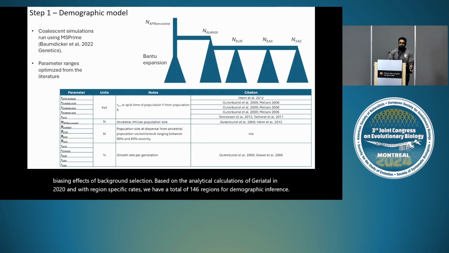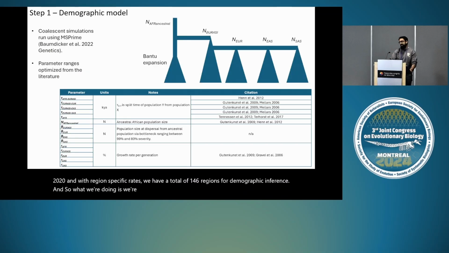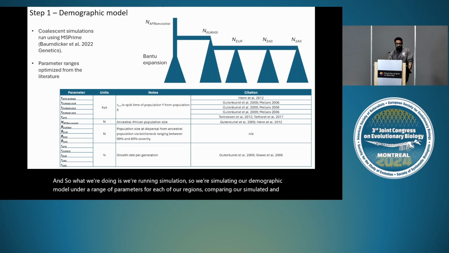And so what we're doing is we're running simulations. We're simulating our demographic model under a range of parameters for each of our regions, comparing our simulated and empirical data. We ran coalescent simulations in msprime. And because we're working with human data here, and this is really an example application, we're just optimizing parameters from the extensive literature in humans as opposed to actually developing a demographic model from scratch.